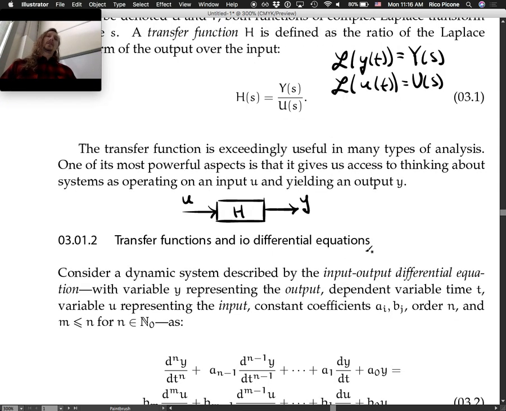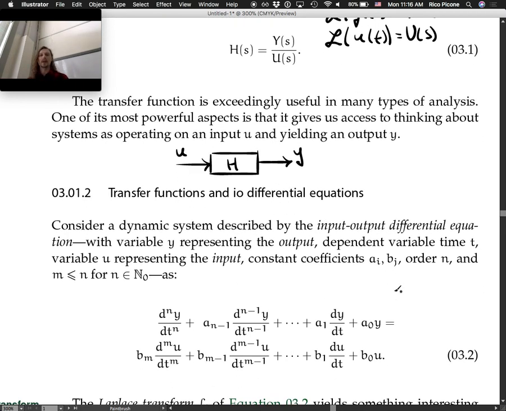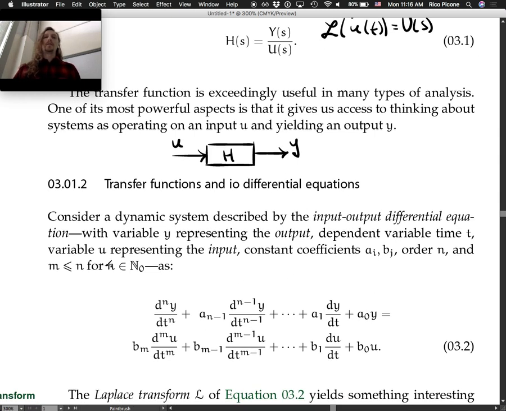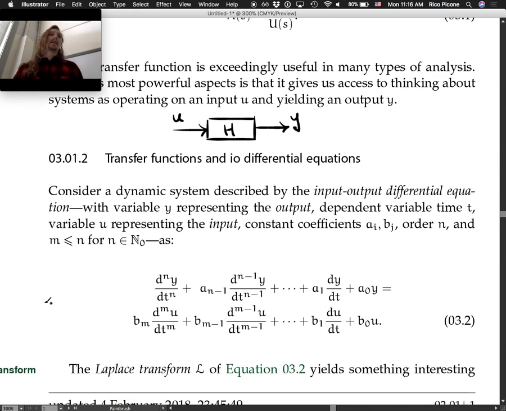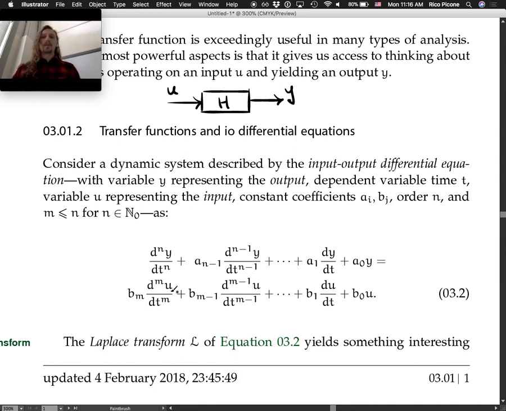So, transfer functions and input-output differential equations. Consider a dynamic system described by the IO differential equation with variable y representing the output, dependent variable time t, variable u representing the input, constant coefficients a, b, order n, and having m less than or equal to n, for n being a positive integer. We have this expression, which we've seen a lot, right? Which is to say, an nth order scalar differential equation, with output y, input u.